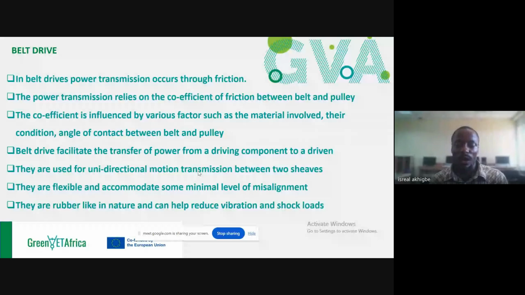Similarly, we can also use belt drive in areas where we want to transmit torque. However, we have to use multiple pulleys. We'll still talk about multiple pulleys or stepped pulleys shortly when we get to pulleys. But these are some of the areas you need to look out for.